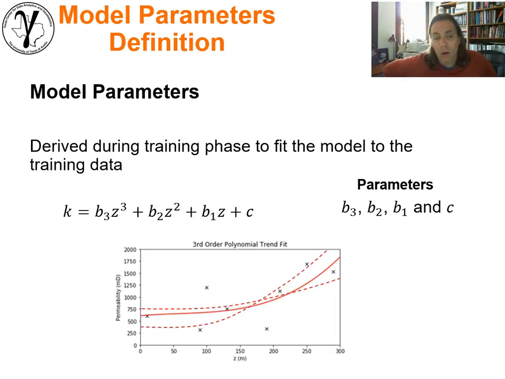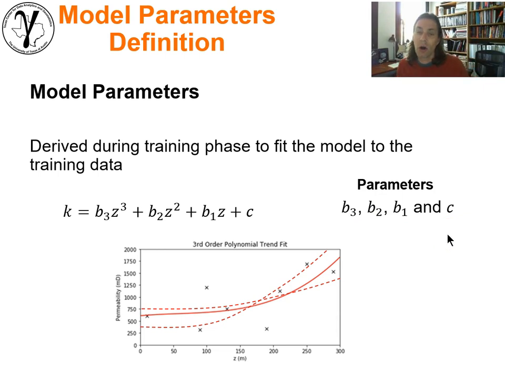So let's talk about model parameters. The best way to consider a model parameter is to give ourselves a very simple example. We have one predictor feature and one response feature, and we're going to model it with a third order polynomial. For a third order polynomial, we'll have parameters b3, the coefficient in front of the third power, b2, b1, and a constant, an intercept term. And so these are the model parameters right here.